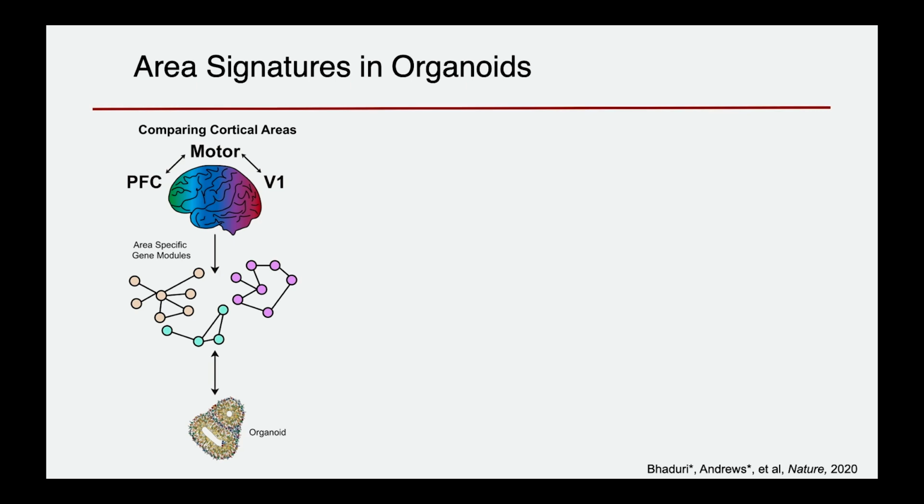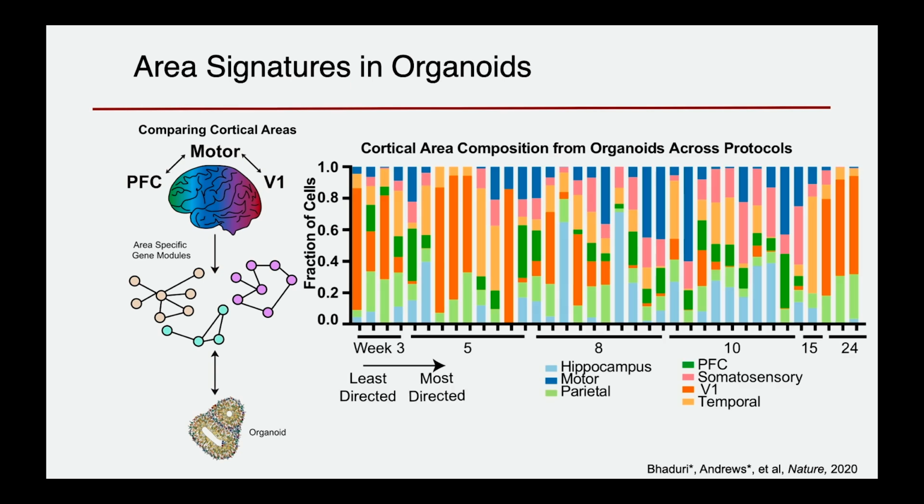In one of the projects that I led in Arnold's lab, we really wanted to understand how similar or different the organoids were to the developing human brain. And one of the ways in which we made this comparison was to look at these area networks. And given some of the limitations that we identified in the rest of the study, we were actually pleasantly surprised to see that organoid cells very well recapitulate cortical areas.